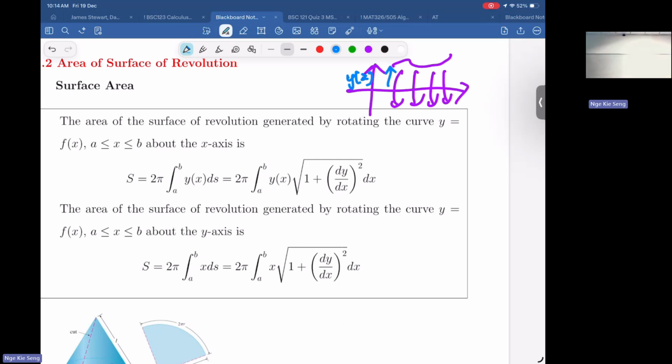Can you recognize this part? Square root of 1 plus (dy over dx) squared. What's this part here? We just did it just now. Integrate from a to b square root of 1 plus (dy over dx) squared dx. That's the length. Yeah, that's the length. So meaning you compute this circumference and then multiply by the length. Does it make sense?